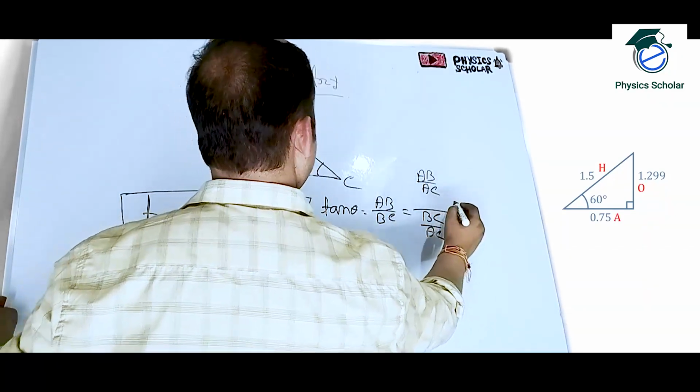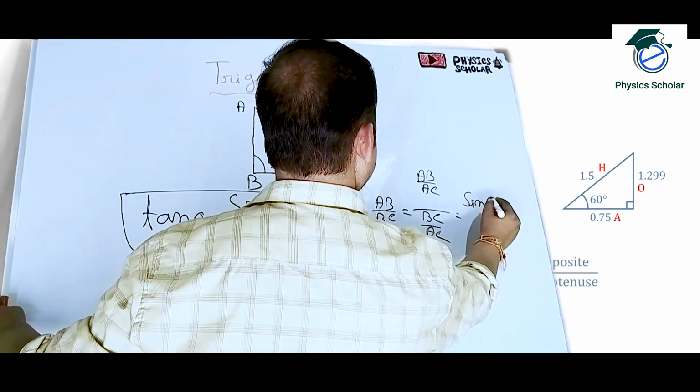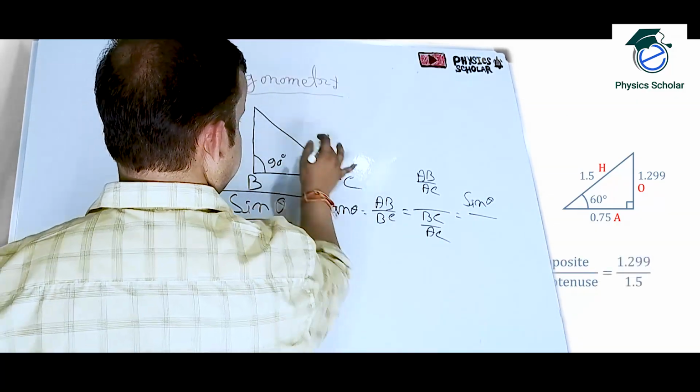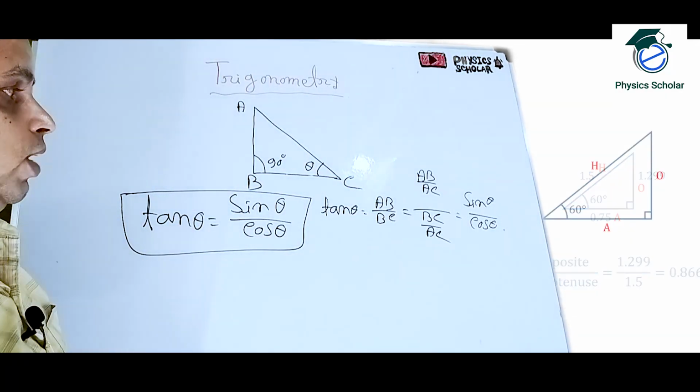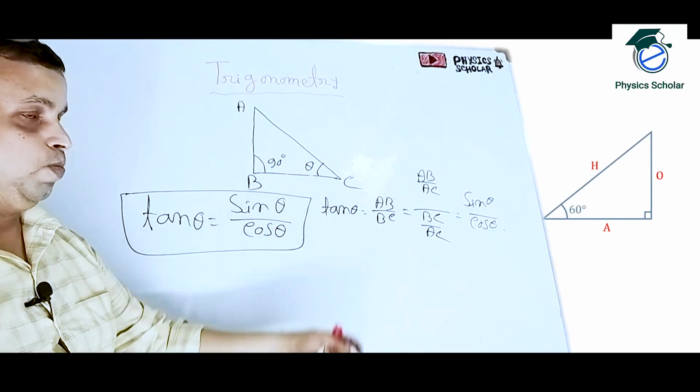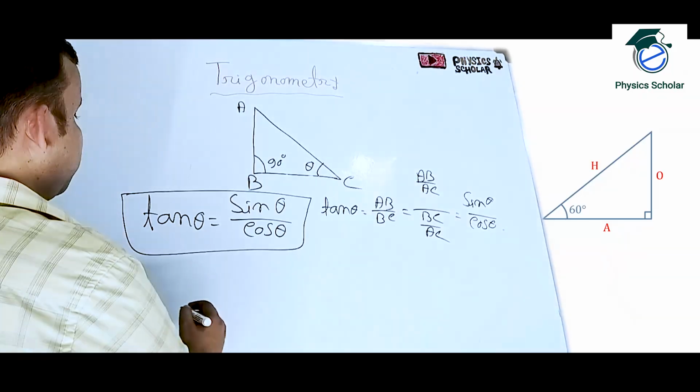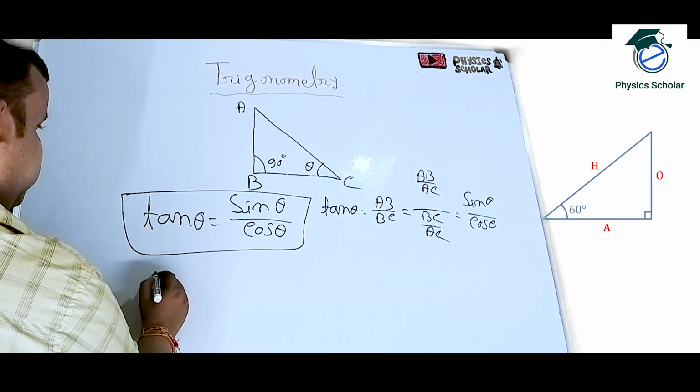So AB by AC means what? Sin theta. And BC by AC means what? Cos theta. So tan theta is equal to sin theta by cos theta. This is how you can prove it. Very easy. Okay, so next formula.